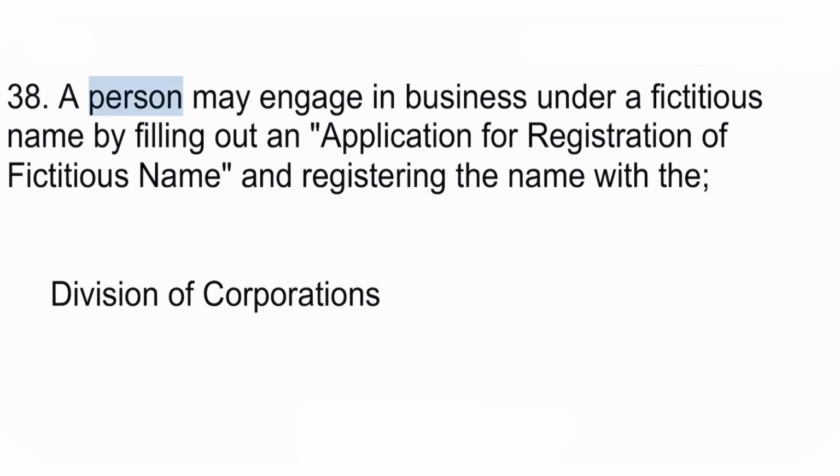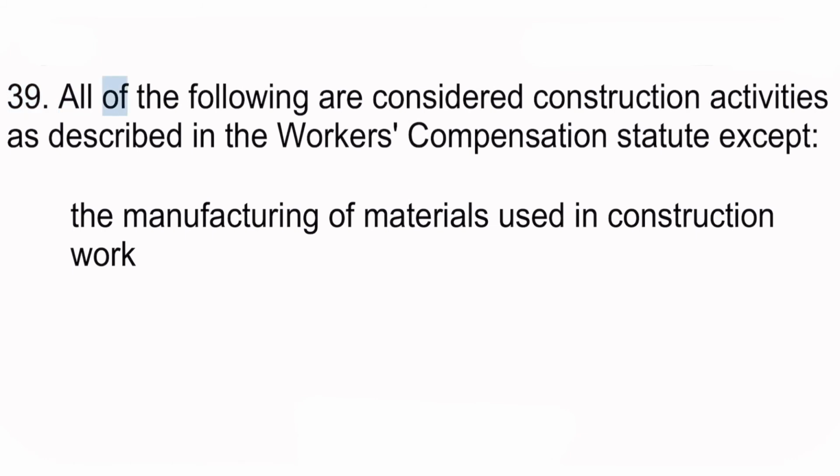38. A person may engage in business under a fictitious name by filling out an application for registration of fictitious name and registering the name with the Division of Corporations. 39. All of the following are considered construction activities as described in the Workers' Compensation Statute except the manufacturing of materials used in construction work.